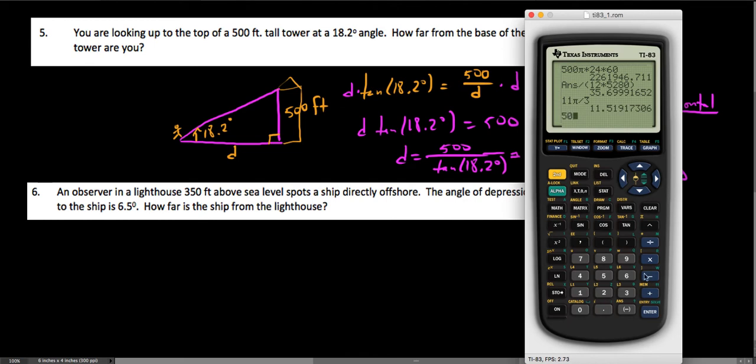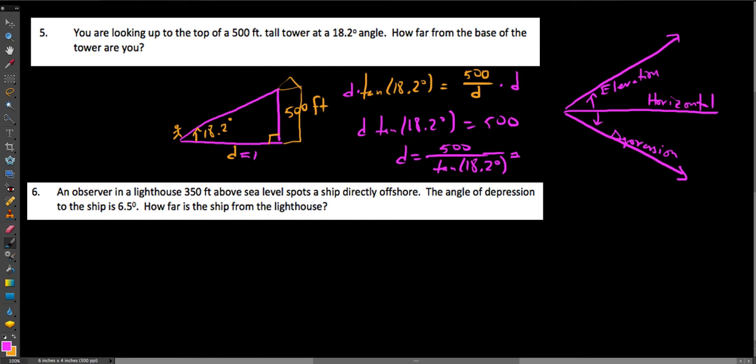So 500 divided by the tangent of 18.2 degrees here would mean that we're about 150.08 feet. So about 150.08 feet from the base of this tower here.